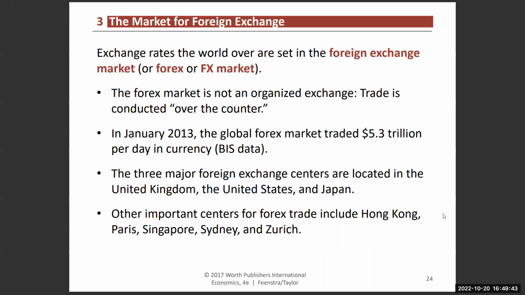Okay, and this is quite a useful tool for analysis of the current economic situation. So the forex market is not an organized exchange. Trade is conducted over the counter. In January 2013, the global forex market traded $5.3 trillion per day.